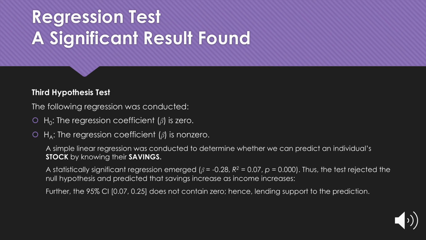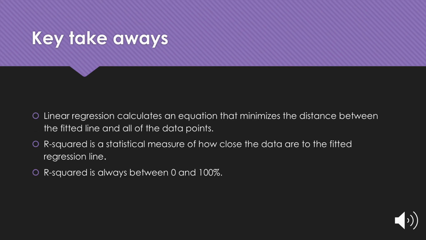Key takeaways. Linear regression calculates an equation that minimizes the distance between the fitted line and all of the data points. And R squared is a statistical measure of how close the data are to the fitted regression line. R squared is always between 0 and 100%.